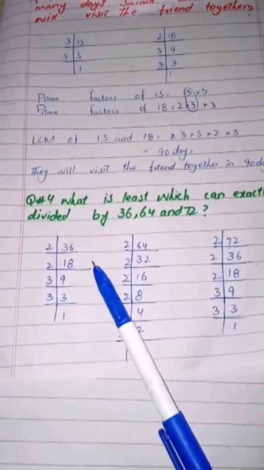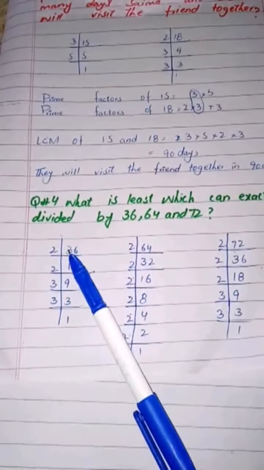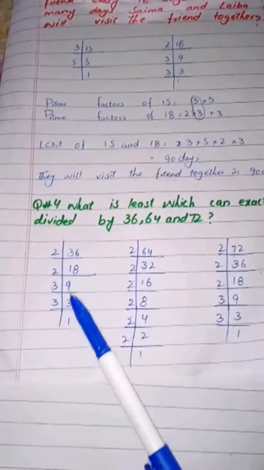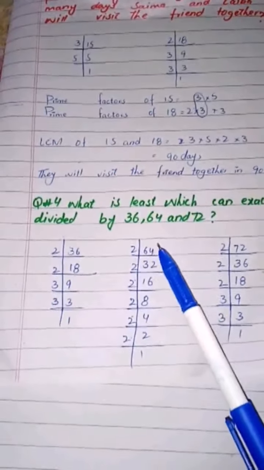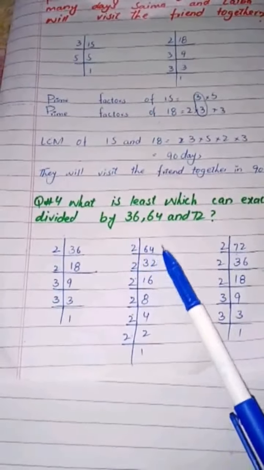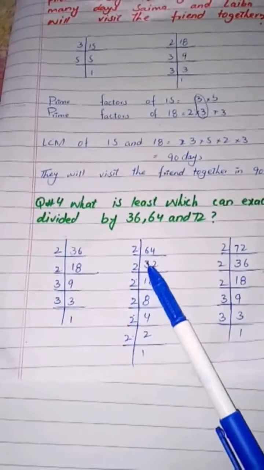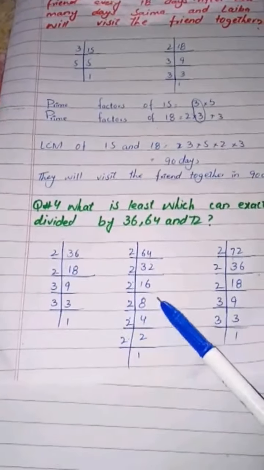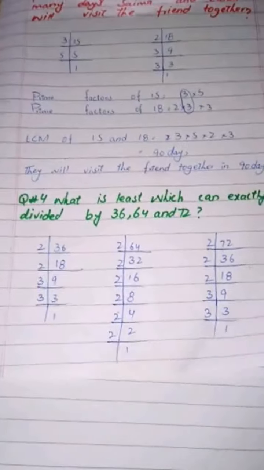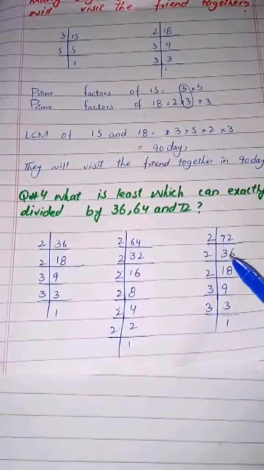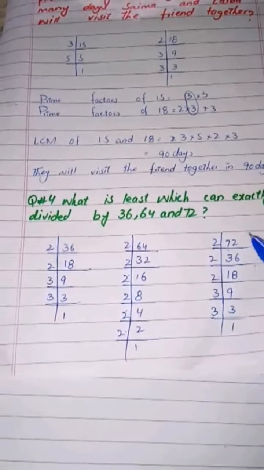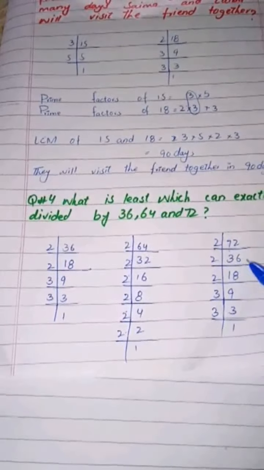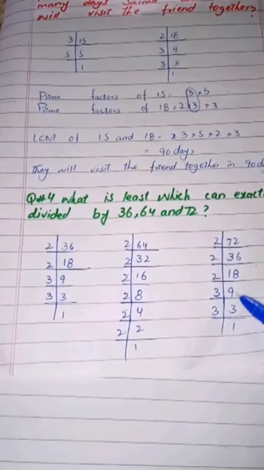Prime factors of 36: 2 1 is 2, 2 8s are 16, 2 9s are 18, 3 3s are 9, 3 1 is 3. Prime factors of 64: 2 3s are 6, 2 6s are 12, 2 8s are 16, 2 4s are 8, 2 2s are 4, 2 1 is 2. Prime factors of 72: 2 3s are 6, 2 6s are 12, 2 1 is 2, 2 8s are 16, 2 9s are 18, 3 3s are 9, 3 1 is 3.